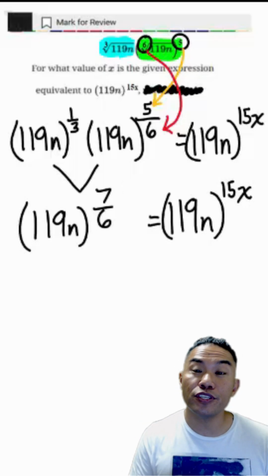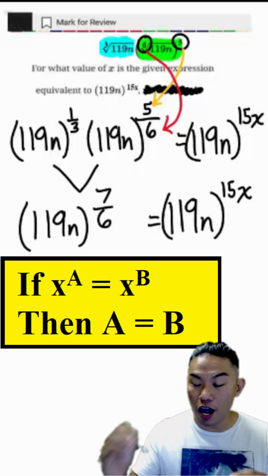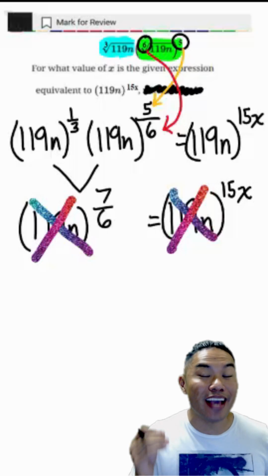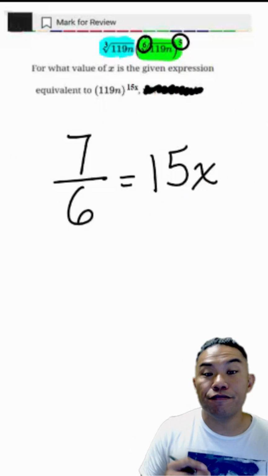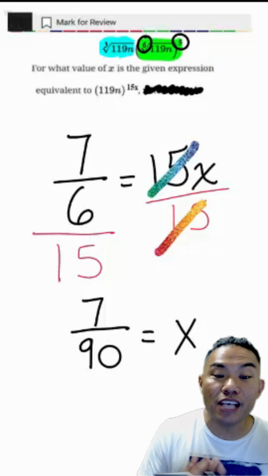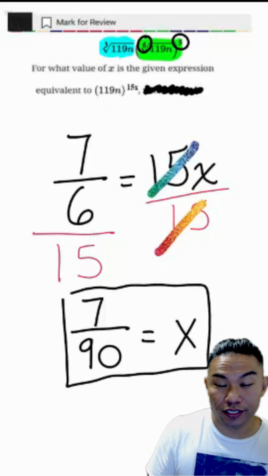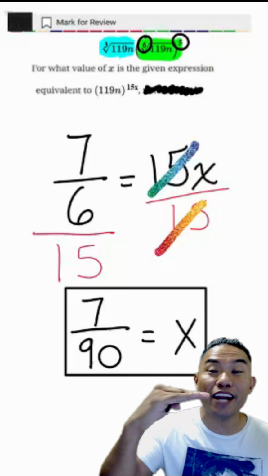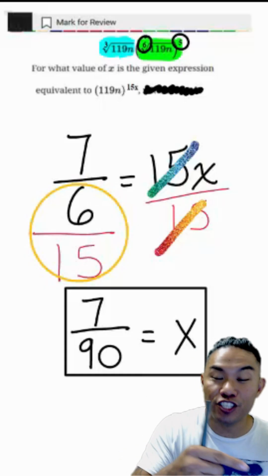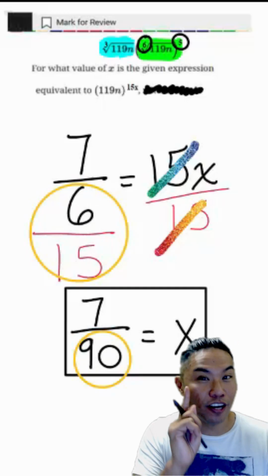When we're in this position on the test, with the single common base on both sides of an equation, we can cross them out and make the exponents equal to each other. And the final stroke is to divide both sides by 15, giving me 7/90 as my answer. A quick reference trick is if you divide a fraction by a whole number, you simply distribute that whole number into the denominator, leaving the numerator untouched.